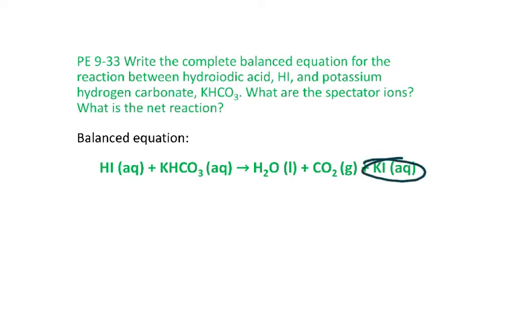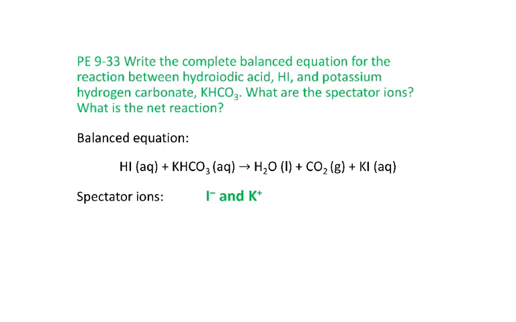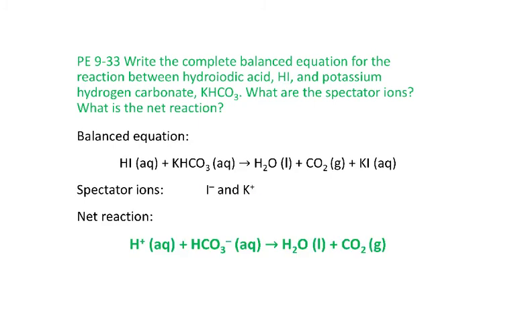So then part two is what are the spectator ions, which I already kind of said and gave away, but it's K and I, right? The I and the K are still just I and K as ions, so those are the spectators, which means if we remove those, we get the net reaction, and so that would give us what? Just simply the neutralization H plus HCO3 minus makes water and CO2. All right, so that's kind of the extent of where we're going with this, and just make sure everything is balanced and you're good to go.